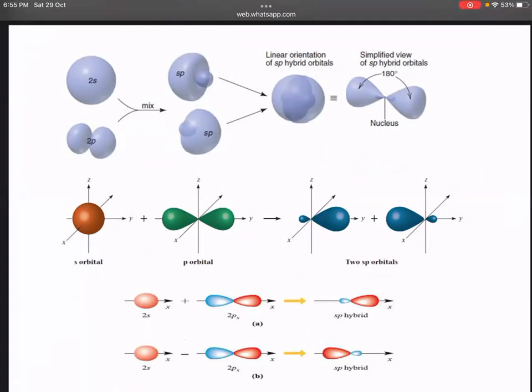Correct. This will be the atomic orbital. This is atomic orbital. This is hybrid orbital. So when you are mixing yellow and green color, you will get a blue color like this. For understanding purpose only, you have to choose this picture. Okay. Likewise, it will be like this.